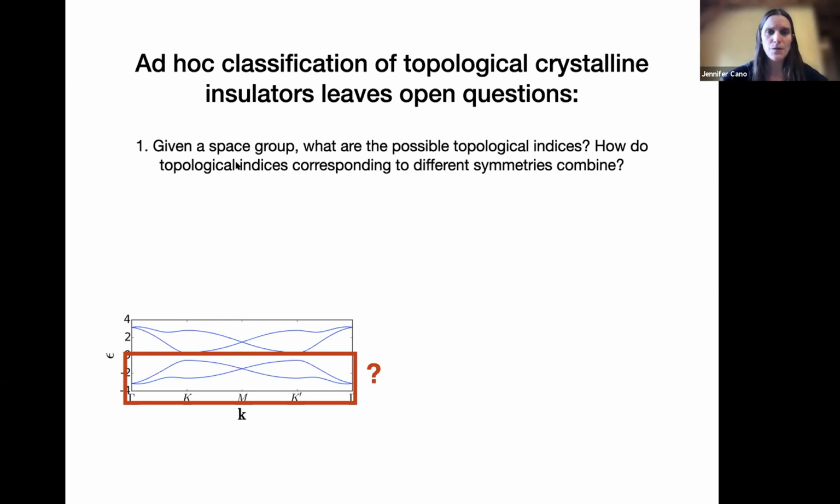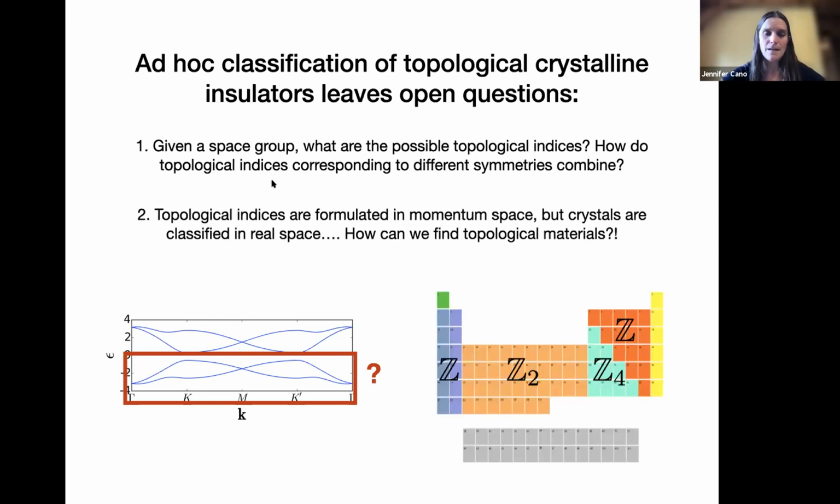This has two parts. The first part is, if we have some particular space group, what are the possible topological indices? In particular, if you have multiple different symmetries, how do these indices interplay with each other? The second part is that topological indices are formulated in momentum space, but crystals are classified in real space. So is there an efficient way to find topological materials? I'll spend the rest of the talk trying to answer this question. This picture is meant to show, suppose you have some band structure with some group of valence bands. What's the topological index of these bands in any space group? That's what we want to know.